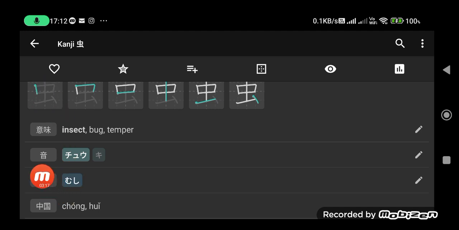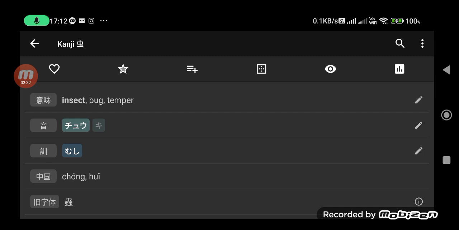Well, onyomi, very easy. Chu, a prolonged vowel u, chu. Kunyomi, very easy. Mushi. Our readings today don't have any okurigana, so you can easily memorize this. This is chu. Okay, the Chinese sounds are here: chong, hui. But well, we're dealing with the Japanese language and not the Chinese language, aren't we?